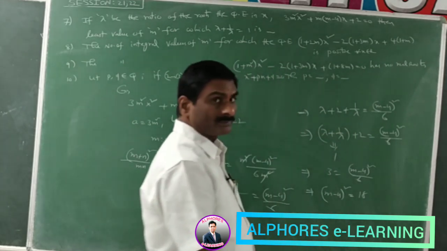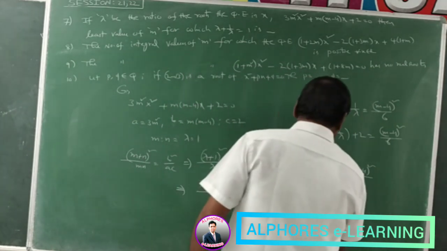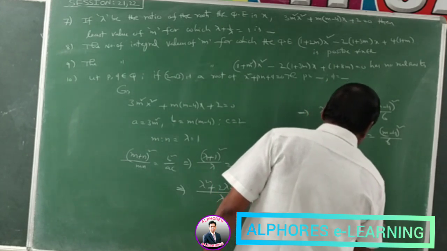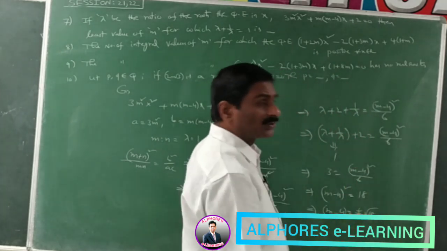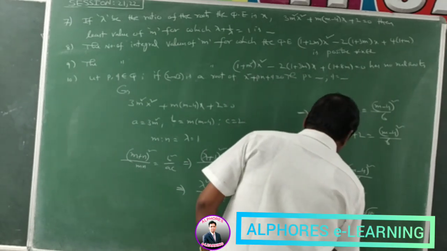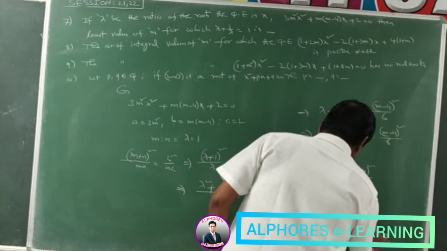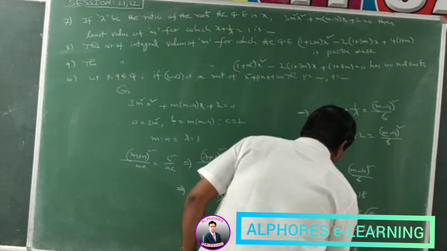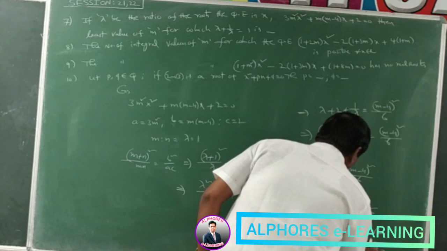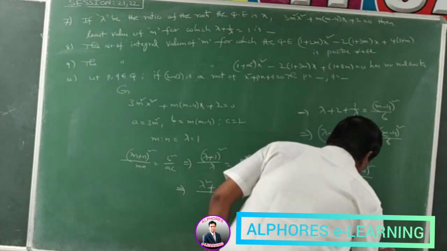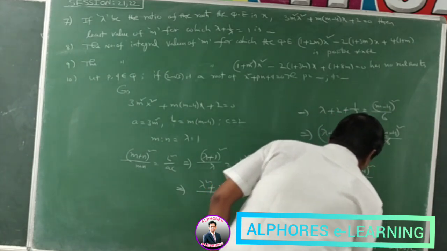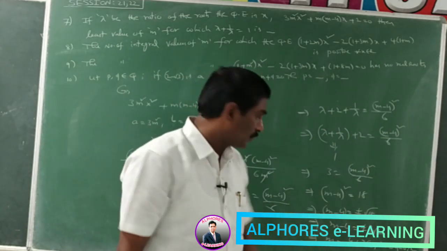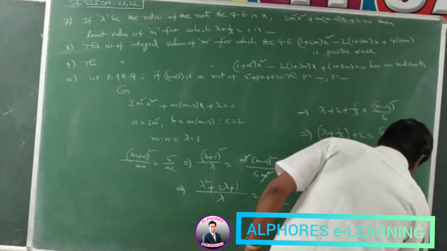(m minus 4) whole square is equal to 18, so m minus 4 is equal to plus or minus root 18. Root 18 is root of 9 into 2, that is 3 root 2. So m minus 4 is equal to plus or minus 3 root 2. That means m is equal to 4 plus 3 root 2 or 4 minus 3 root 2. We get two values of m. What is the least value of m? 4 minus 3 root 2 is the least value.